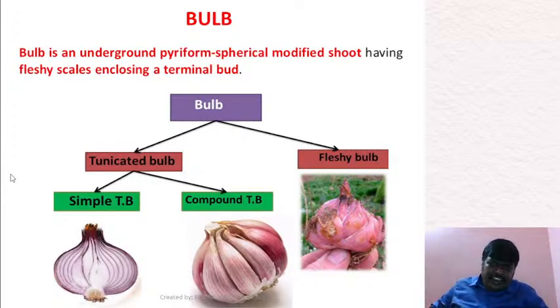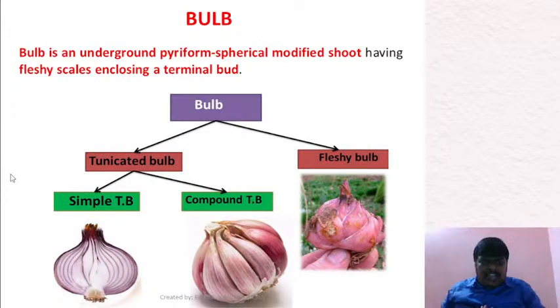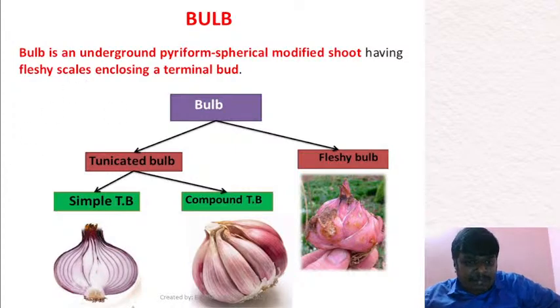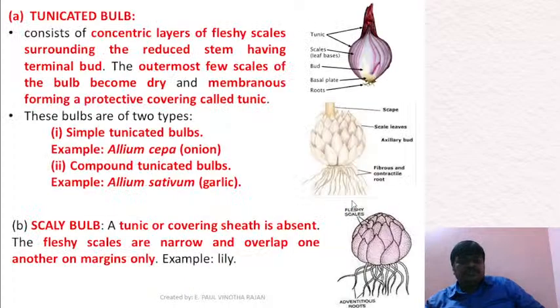What do you mean by tunicated bulb? The whole shoots are covered by a membrane called tunica. For example, onion, the outer layer is there, right? The outer layer is called tunica. And this is the case of garlic. Each and every shoot has a tunic. This is called compound tunicate bulb. This is called simple tunicate bulb. This is called fleshy bulb. First, let us learn about the tunicate bulbs.